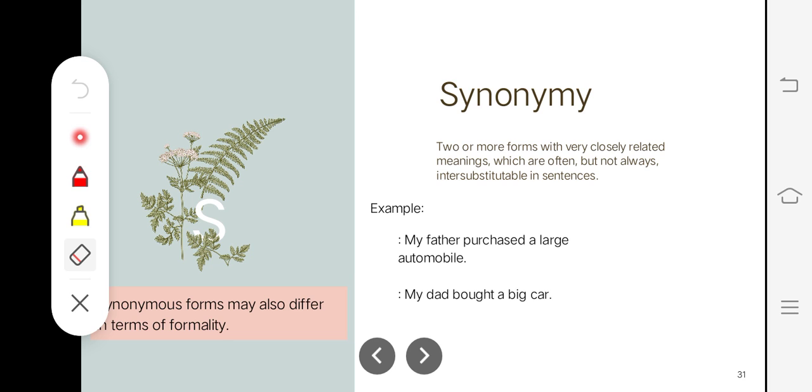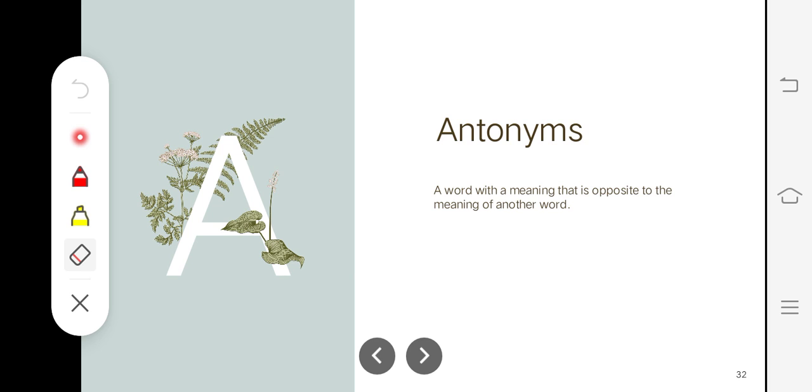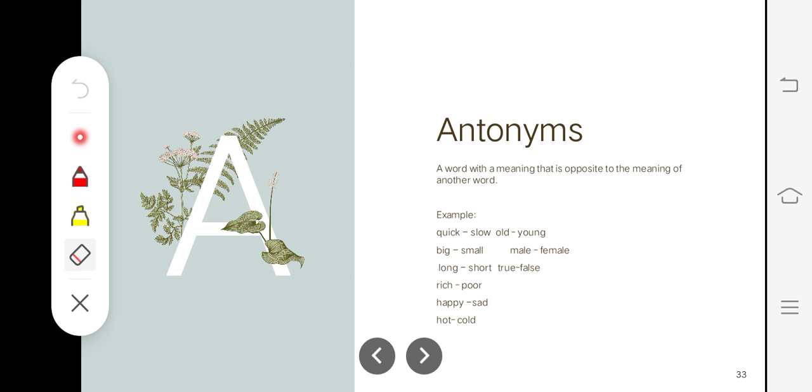Okay, the next lexical relation is antonyms. It is a word with a meaning that is opposite to the meaning of another word. Examples: quick, slow, big, small, long, short, rich, poor, happy, sad, hot, cold, old, young, male, female, true, false.